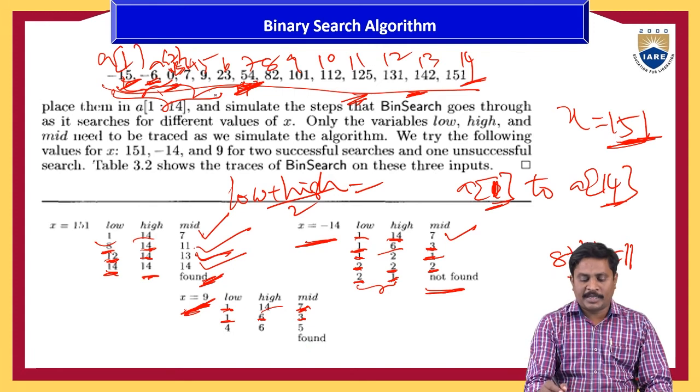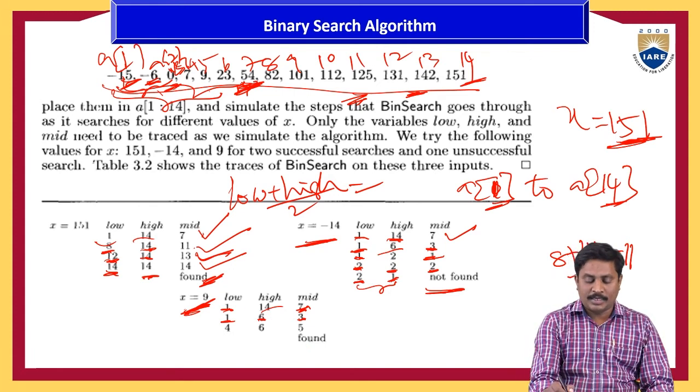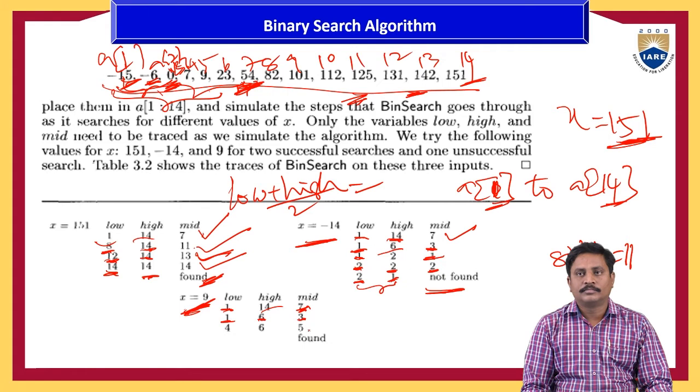Now compare with the A of 3 value. A of 3 value is 0. So, 9 equal to 0? No. So, 9 is greater than 0. That means we'll take the right subarray. That starts from mid plus 1 to high.